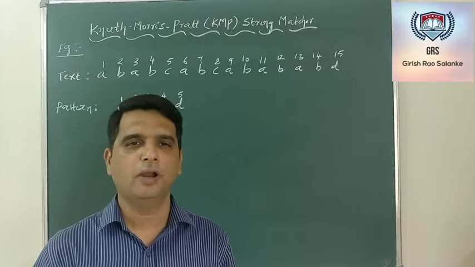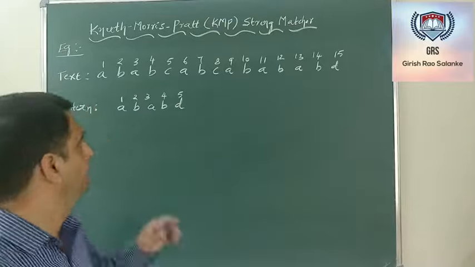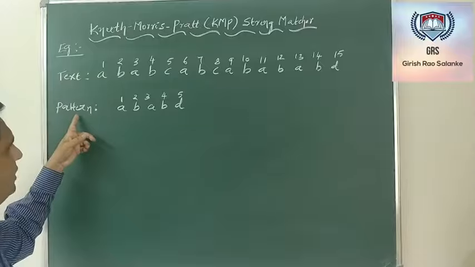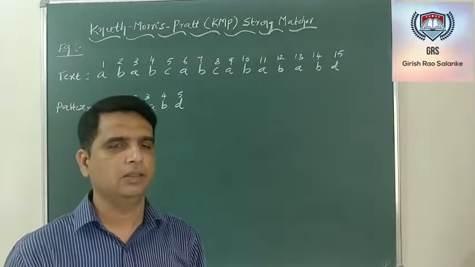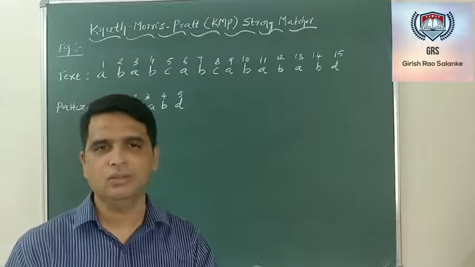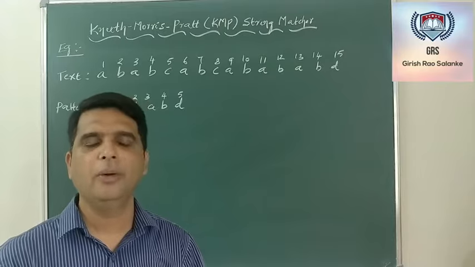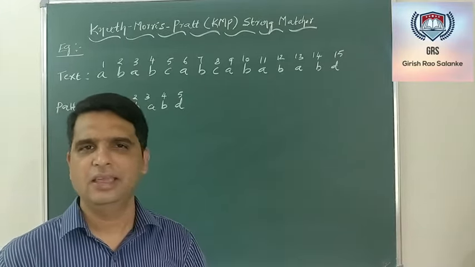As we know, the input for any string matching algorithm is a text as well as a pattern. Now there is a text here of size 15 characters, and we have been given a pattern of size 5. Now I need to apply the KMP string matching algorithm to this. We'll see the algorithm later. First we'll see how exactly the algorithm works. If we know how exactly the algorithm works, then it will be easy for us to write or discuss the algorithm.